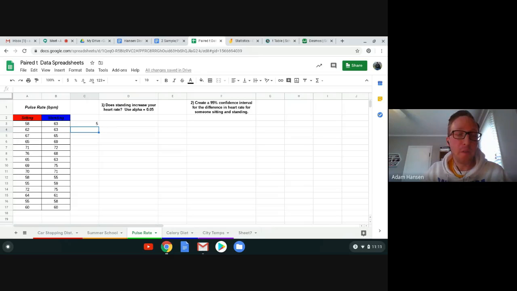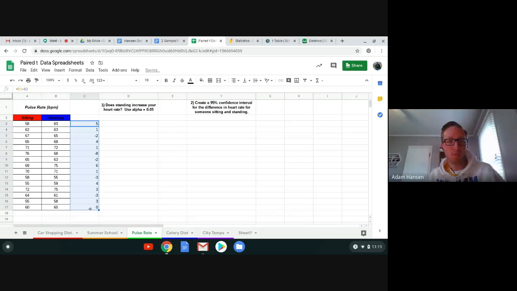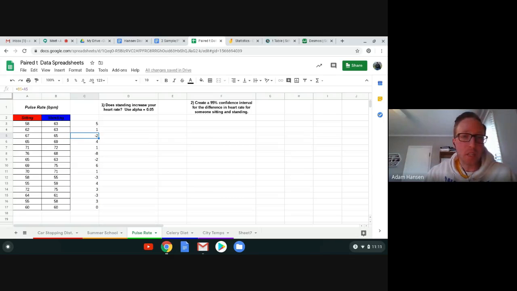And I can see a difference of 5. For this person sampled, their heart rate increased by 5 beats per minute for when they were standing up. Creating my tab, pulling this down, I can calculate all these paired differences. This person, their difference was -2, so their heart rate actually decreased by 2 beats per minute for when they were standing. This person, I don't know what's going on here. They lowered their heart rate 8 beats per minute by simply standing up. When the difference is 0, there was no change in their overall heart rate for sitting versus standing.